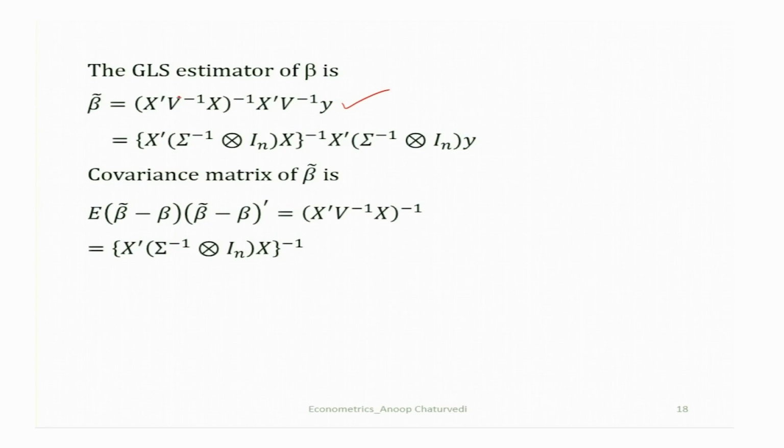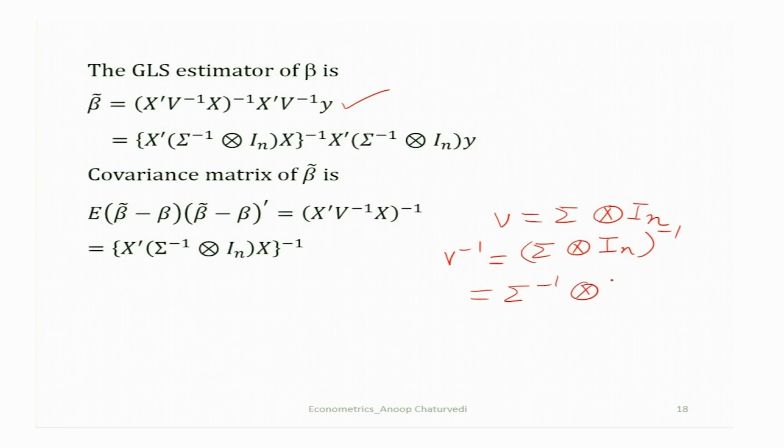And then we substitute the value of V. V is equal to Sigma canonical product I n. So V inverse is equal to Sigma canonical product I n inverse, which is equal to Sigma inverse canonical product I n inverse, which is I n. So we replace V inverse by Sigma inverse canonical product I n. So you get this estimator: X transpose Sigma inverse canonical product I n X whole inverse X transpose Sigma inverse canonical product I n y.